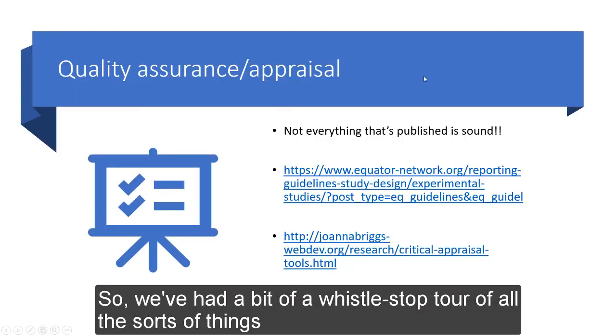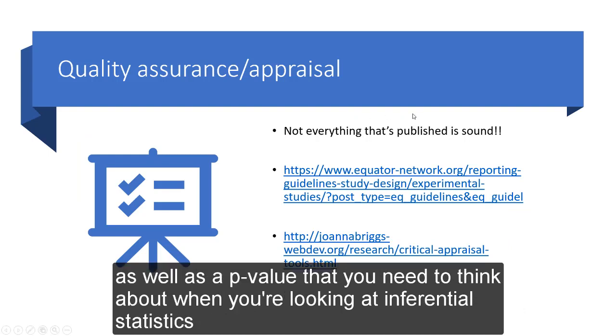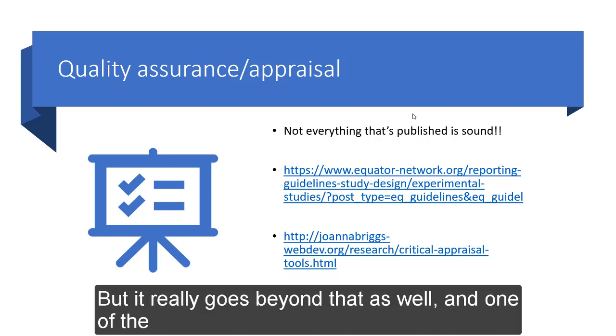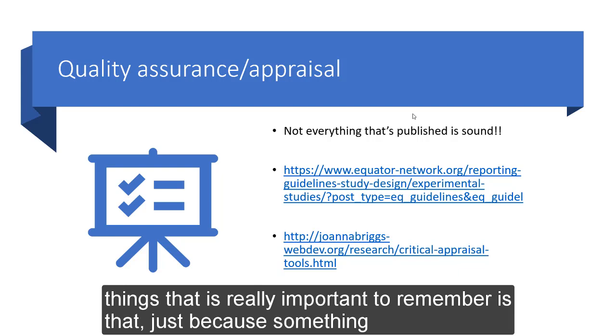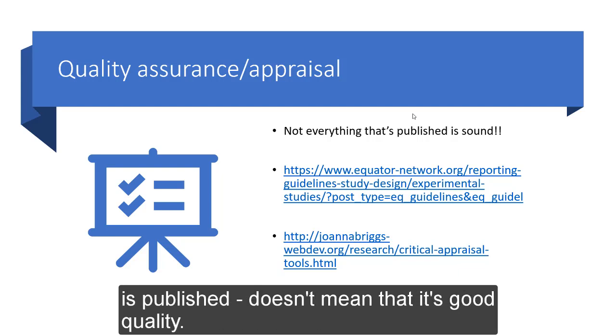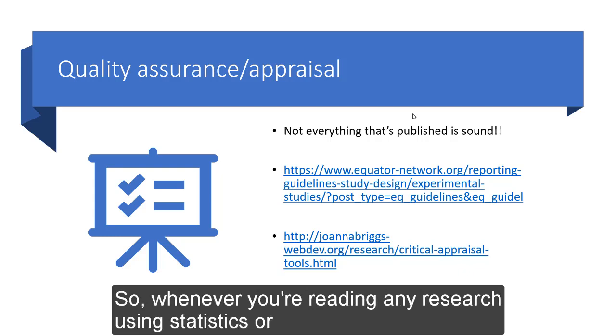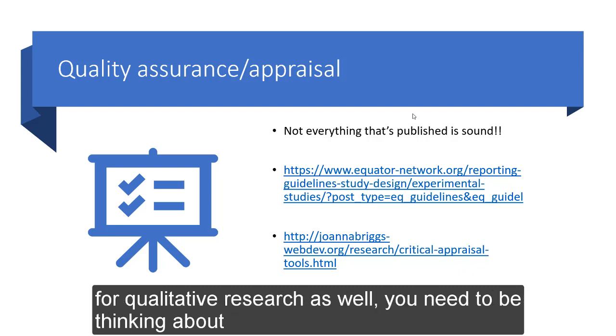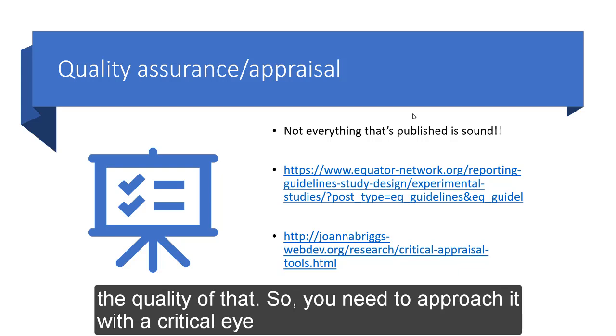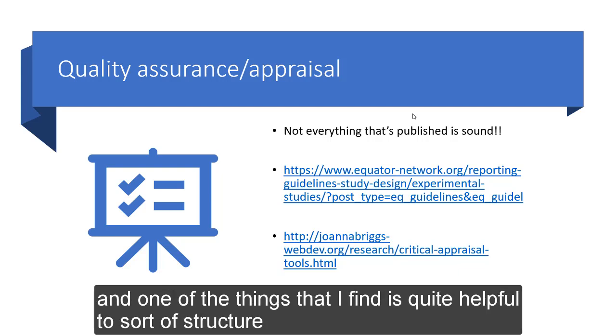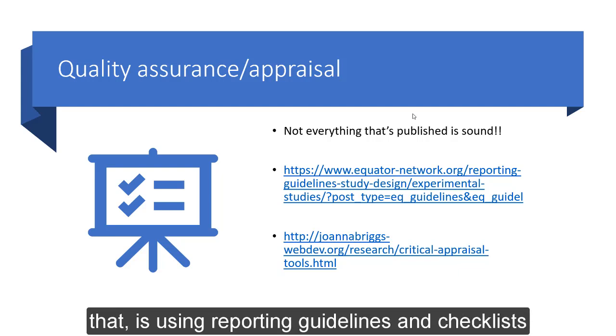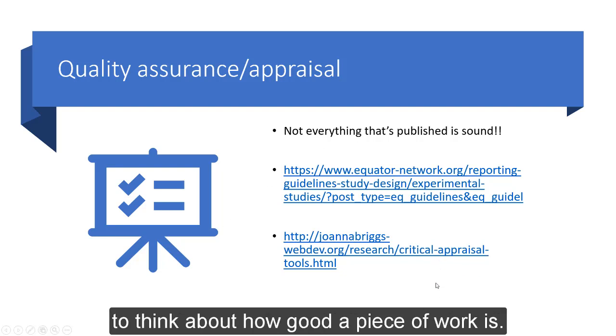So we've had a bit of a whistle-stop tour of all the sorts of things, as well as a p-value, that you need to think about when you're looking at inferential statistics. But it really goes beyond that as well. And one of the things that is really important to remember is that just because something is published doesn't mean that it's good quality. So whenever you're reading any research using statistics or for qualitative research as well, you need to be thinking about the quality of that. So you need to approach it with a critical eye. And one of the things that I find is quite helpful to structure that is using reporting guidelines and checklists to think about how good a piece of work is.